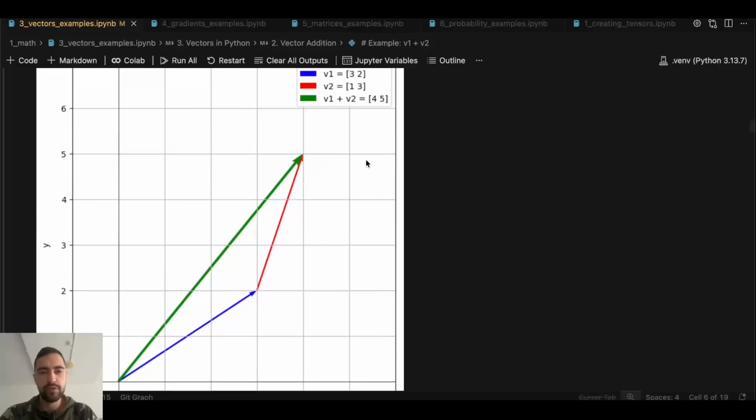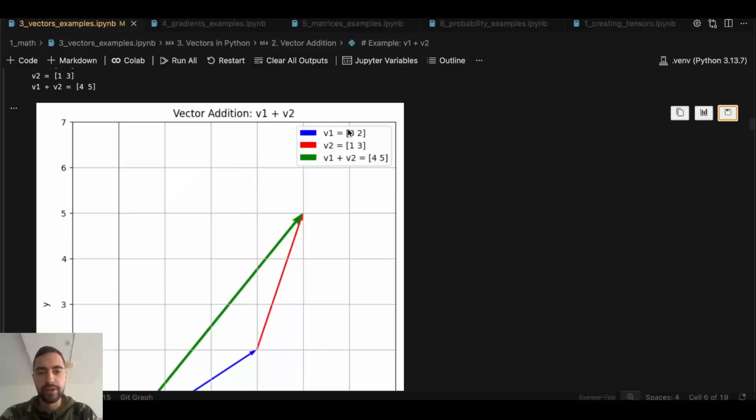Then let's look at vector addition. If you have vector 3, 2 and vector 1, 3, and you add them, you add the first elements. So you add 3 plus 1, the first element will be 4, and the second elements, 2 plus 3, will be 5.